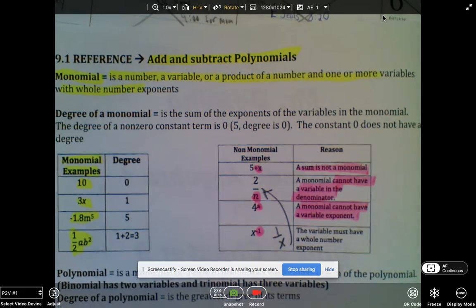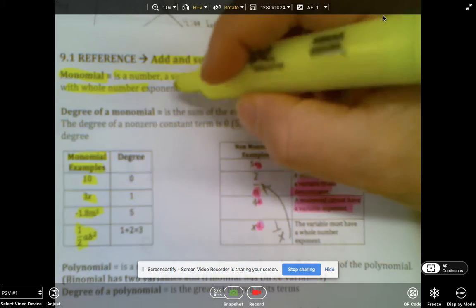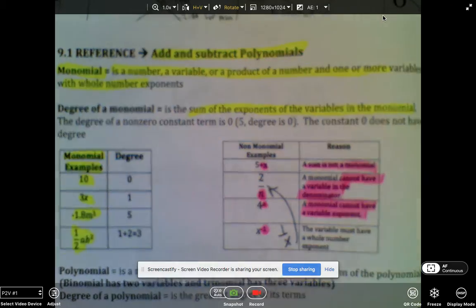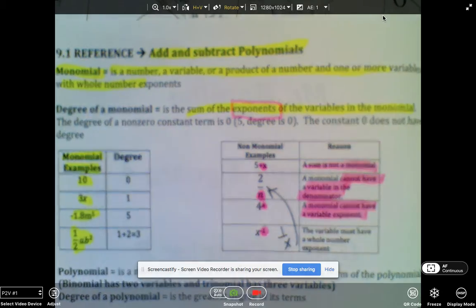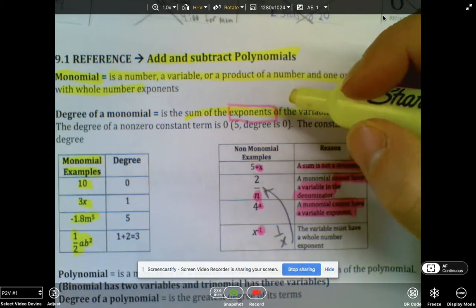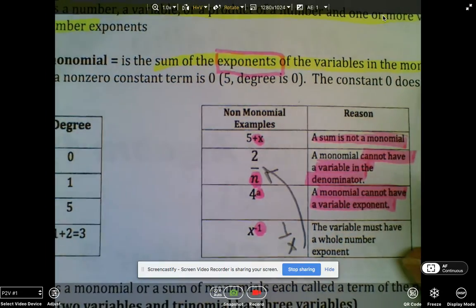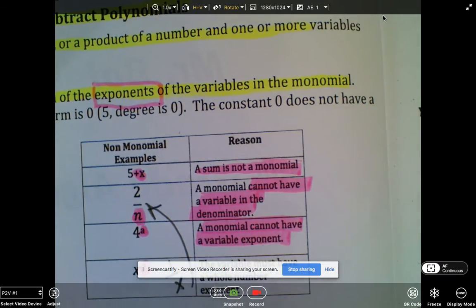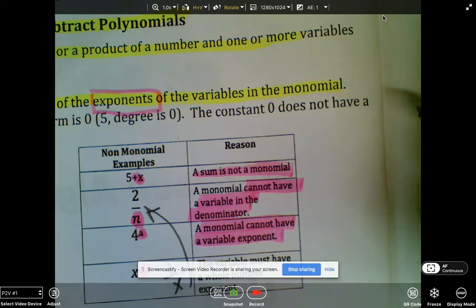So let's talk about degrees of monomials. The degree of a monomial is the sum of the exponents of the variables of the monomial. Basically, you're literally just looking for the exponents, and that will tell you the degree. The degree of a non-zero constant term is 0. So if it's just an integer or a rational number, we say that it has a degree of 0. The constant 0 does not have a degree. We had that discussion before about 0 raised to 0 being 1, but as far as the number 0 and its degree, it does not have a degree.